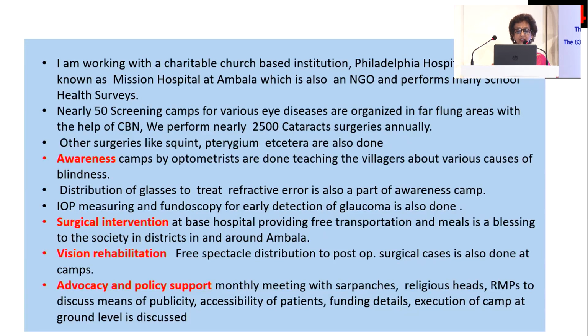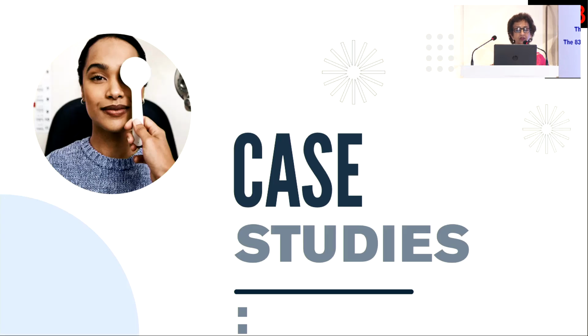Surgical intervention at the base hospital, providing free transportation and meals, is also a blessing to the society. Visual rehab is also done in post-op care by giving glasses. Advocacy and policy support is done in the form of monthly meetings with sarpanches, religious heads, etc. to discuss the means of publicity, accessibility of patients, and execution of camps at ground level.